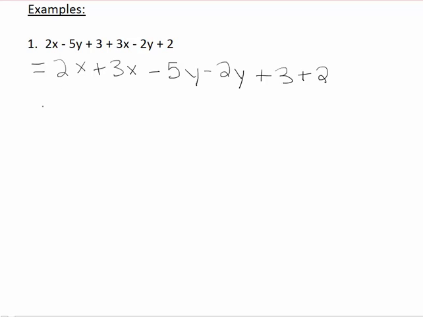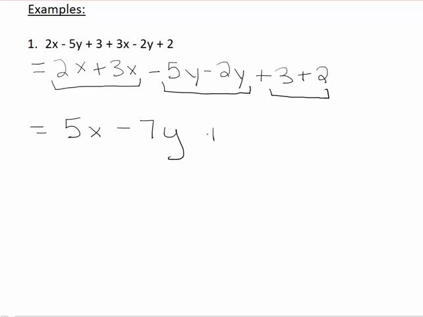Now, our step 3 is adding the numerical coefficients, so we can add these two together, these two together, and these two together. And we end up with 5x minus 7y plus 5. This problem is finished as we can't go any further because we cannot combine x's with y's or with numbers with no variable. Moving on to example 2, we work through the same steps again.